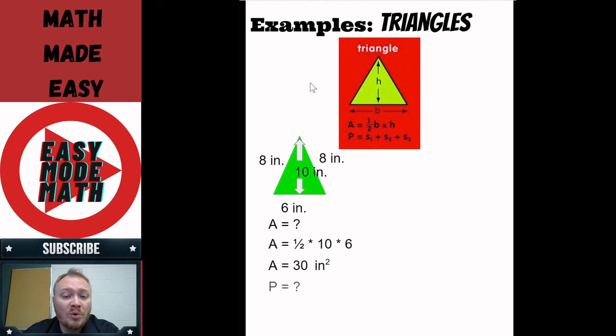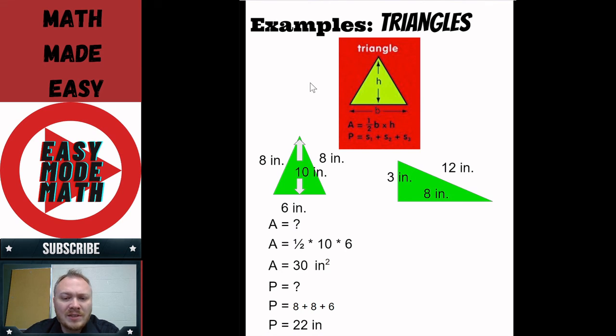In order to find the perimeter, we're going to add up all three of the outer sides, the 8, the 8, and the 6, and that would give us 22 inches. But what if we have our triangle a little bit different? In this second example, this is going to be a right triangle, and in this triangle, we should have the right angle labeled, I would think.